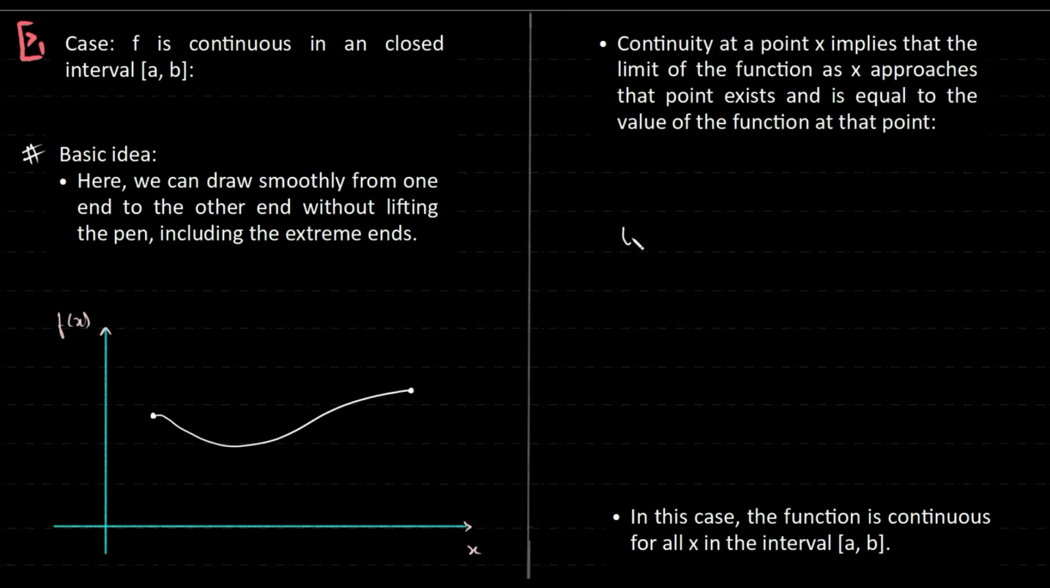So basically, we have seen this limit, x tending towards some value, is equal to that value, and this value is between a and b, and it's part of your real numbers. So in such a case, the function is continuous for all x in this interval. So that's our a, that's our b.